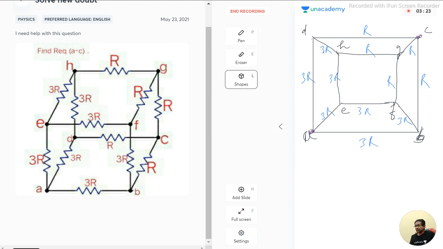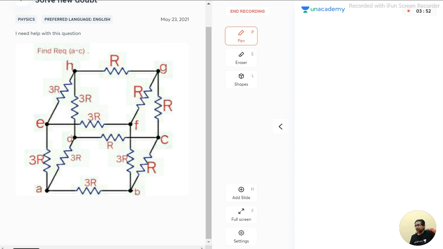So now I'm drawing the perpendicular line. This is AC, so we draw a perpendicular to it. This is the perpendicular line that goes through the AC. So this resistance has no meaning, this resistance has no meaning. Okay, so that means the equivalent circuit will be something like this.